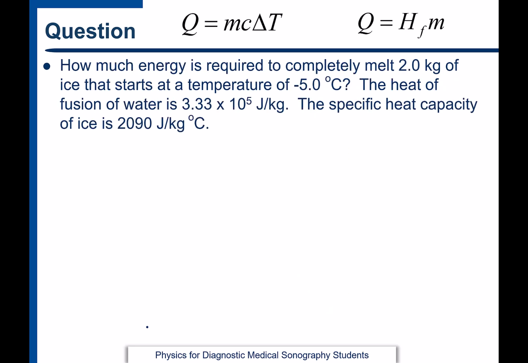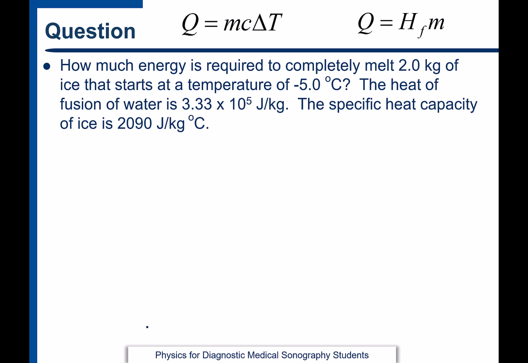Let's try a sample problem. How much energy is required to completely melt 2 kilograms of ice that starts at a temperature of -5 degrees Celsius? The heat of fusion of water is 3.33 times 10 to the 5th joules per kilogram, and the specific heat capacity of ice is 2090 joules per kilogram degrees Celsius.